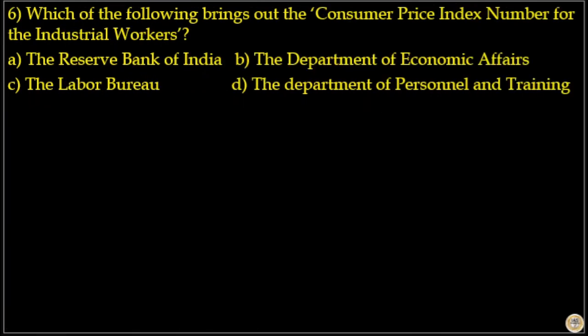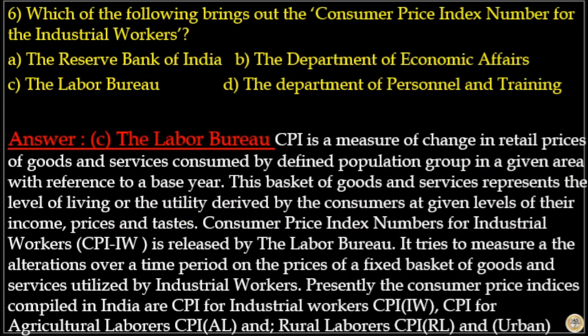Next is, which of the following brings out the consumer price index number for the industrial workers? Options are RBI, Department of Economic Affairs, Labour Bureau, Department of Personnel and Training. The answer to this question is option C, Labour Bureau.